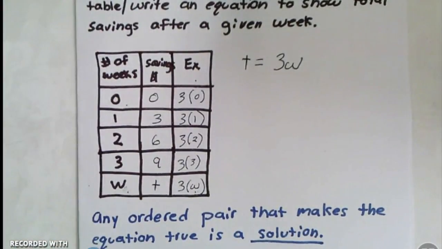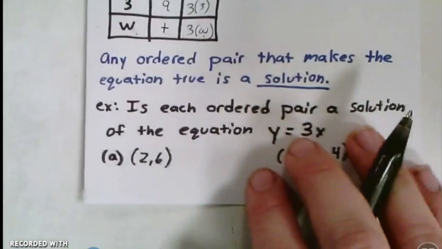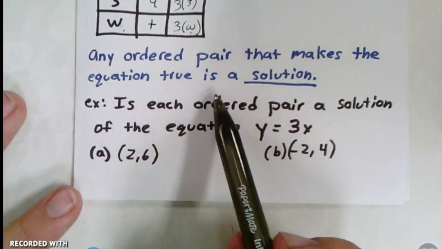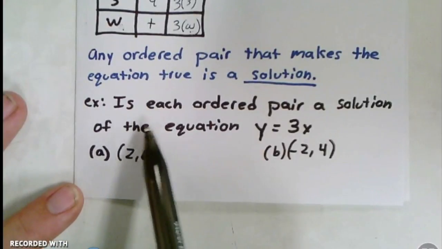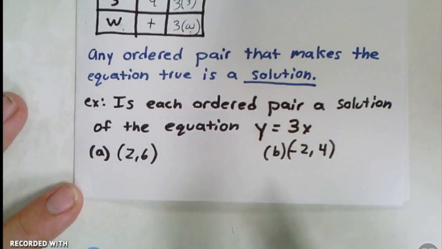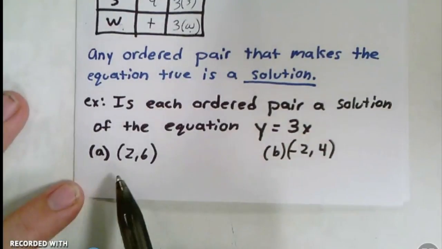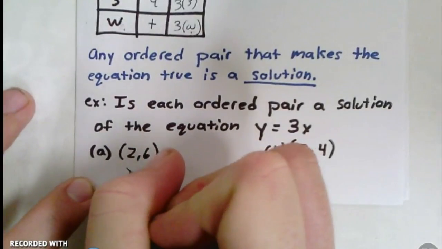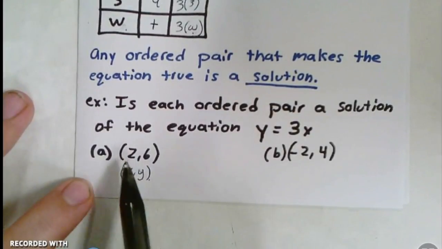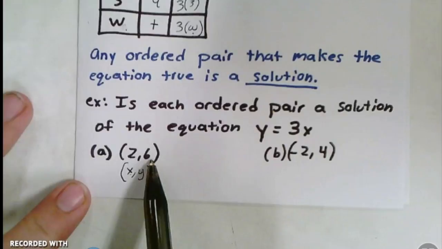Now the next thing that can happen is I can be given an ordered pair, and we can find out whether or not that ordered pair is a solution of the equation. So here's example 2. Any ordered pair that makes an equation true is a solution. The example is: is each ordered pair a solution of the equation y equals 3 times x? And then I have here an ordered pair. And remember that an ordered pair is written as x and then y. So my 2 is my x and my 6 is my y.